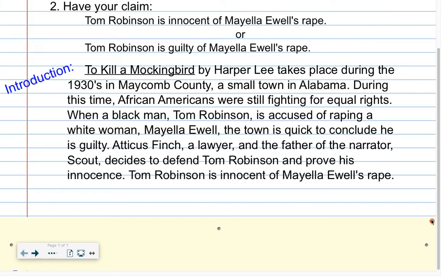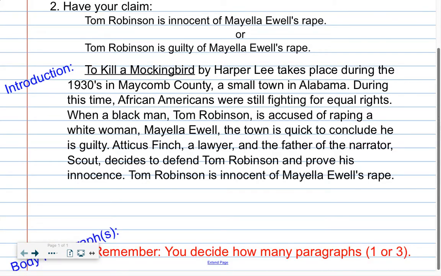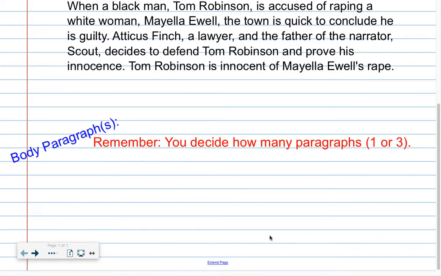I'm going to exit this out. So my body paragraphs are going to be based on the information that I've gathered from that trial worksheet I spoke about, and then the organizer that you worked on and was due earlier this morning. So the body paragraphs, and notice that I have an S here because it's going to be either one or more than one. You decide how many paragraphs.